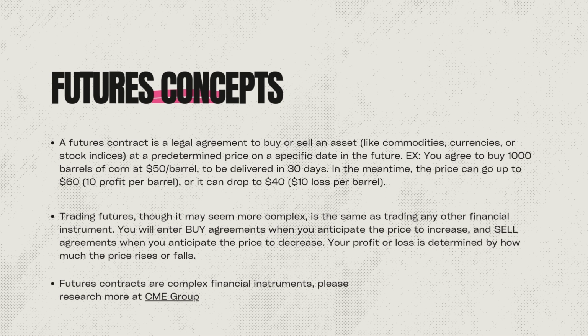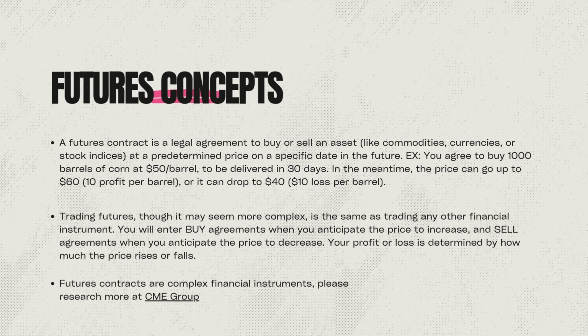Or maybe something else happened. Maybe the opposite happened, and all of a sudden there's more competition in the market. All of a sudden, three more farmers popped up with the best corn in the world. So now it dropped to $40 per barrel. So now that's a $10 loss per barrel. You told them you're going to buy it for $50, but they said, no, no, no, now I'm going to sell it to you for 40. So you lost $10 a barrel.